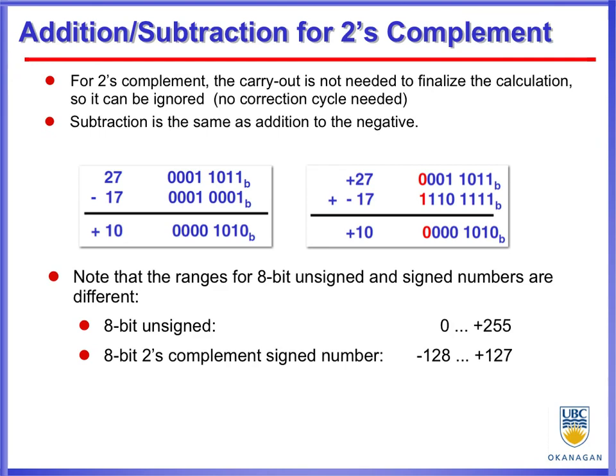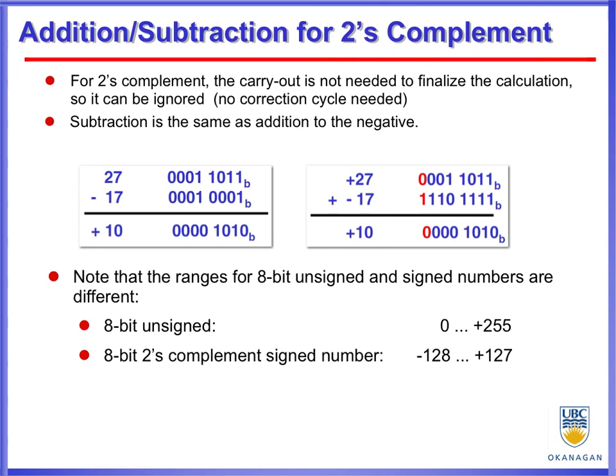Okay, well, what about 2's complement? Well, 2's complement is good. First of all, there's only a single unique binary pattern for 0. There's not two of them. And second of all, we don't need this correction step when we're subtracting two numbers in 2's complement. Okay, subtraction and addition, no problem. There's no correction cycle needed.